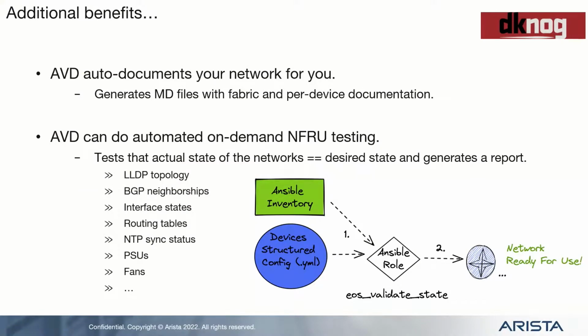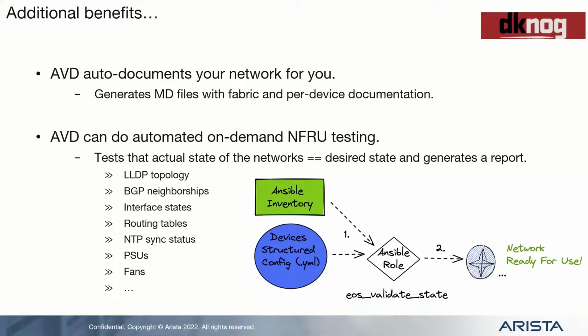Some additional stuff that this does. AVD, we kind of talked about documentation and how it's pretty difficult to keep it up to date. And we propose that your automation should really auto-document your network for you. So AVD does this. It generates markdown files with fabric documentation and per device documentation as well. And it can also do automated on-demand network ready for use testing. So it can actually go out and test.